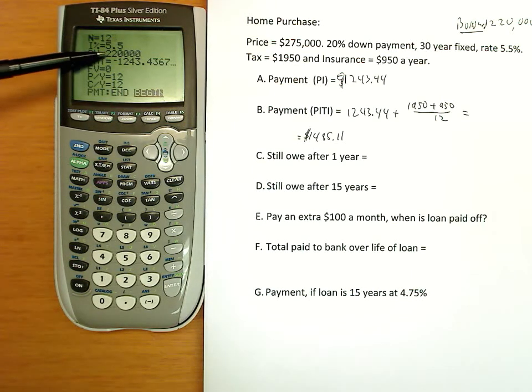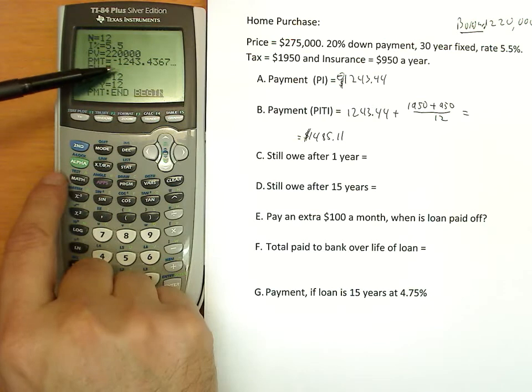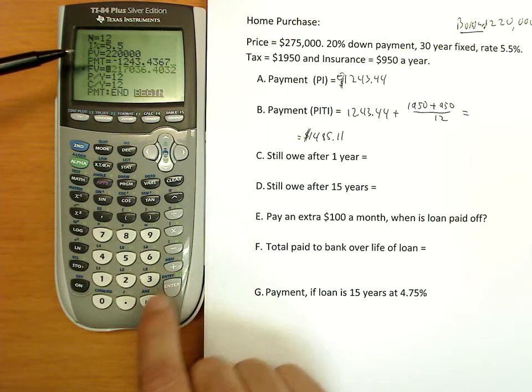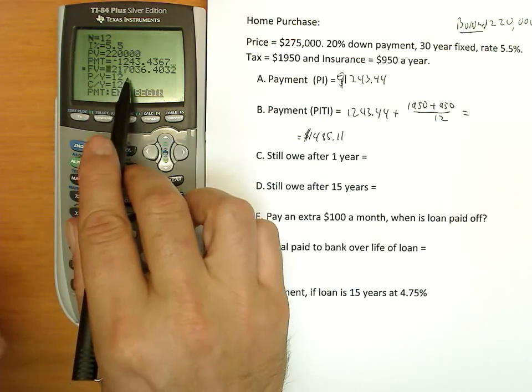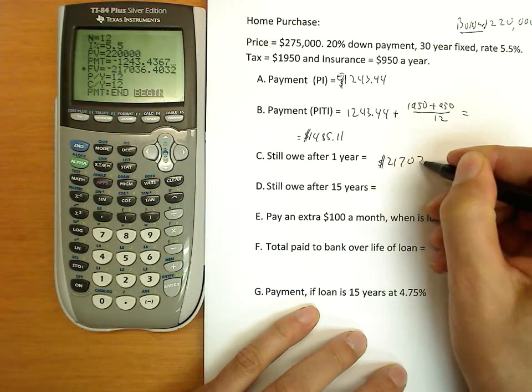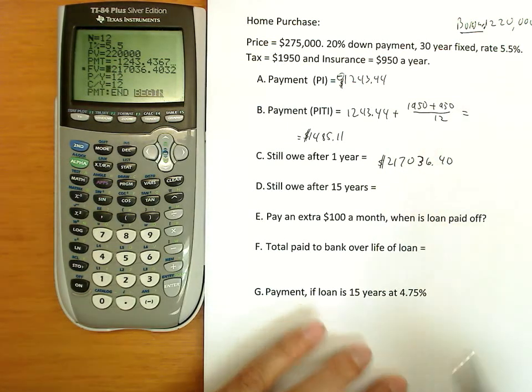12 months, I borrowed $220,000. I've made 12 of these payments monthly and everything else remains the same. 1 year later becomes future value. And at this point, it is important that this be negative and this positive if you were retyping these in. And I find that I actually owe $217,036.40. Now that might shock you a little bit.